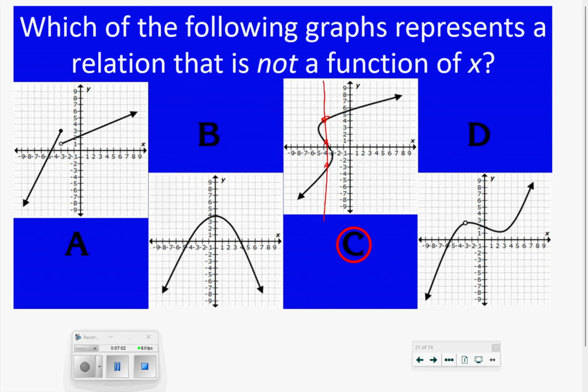This x, -4, we got multiple different y's. Every input has to have only one output for it to be a function. Okay, this input has more than that, so it's not a function.